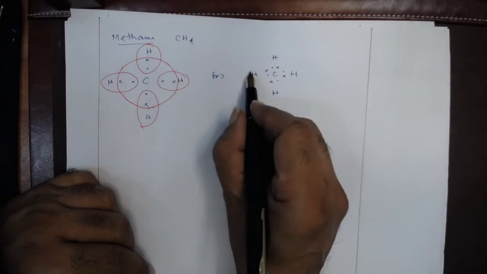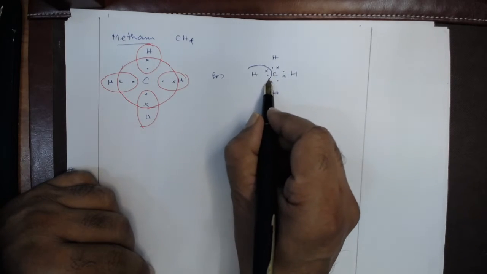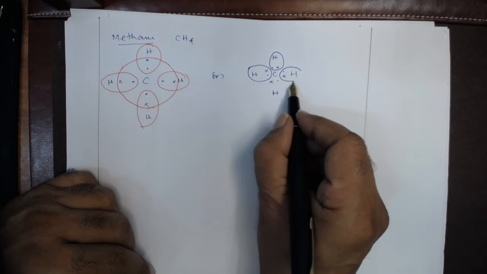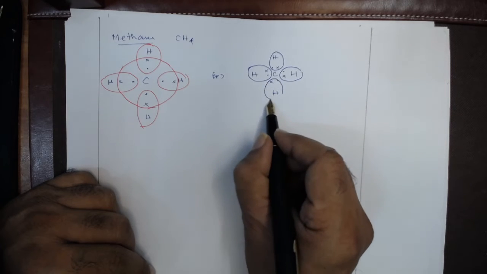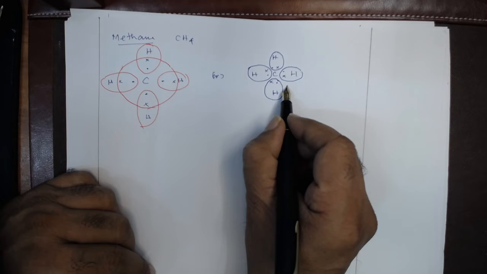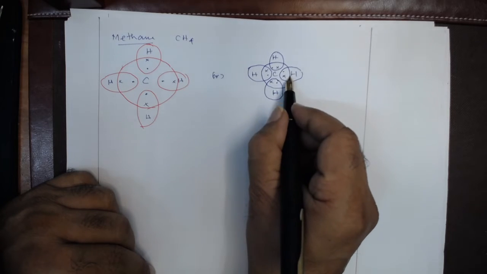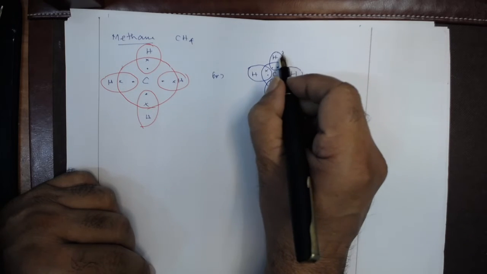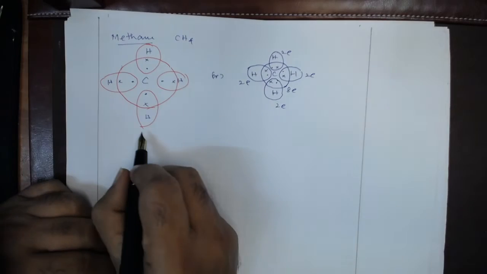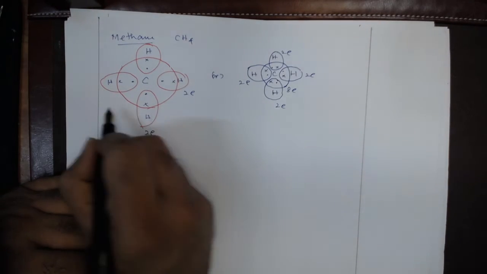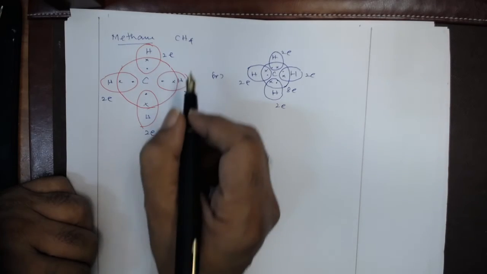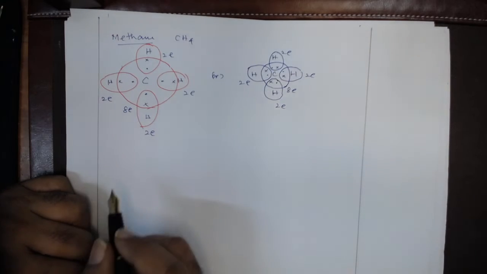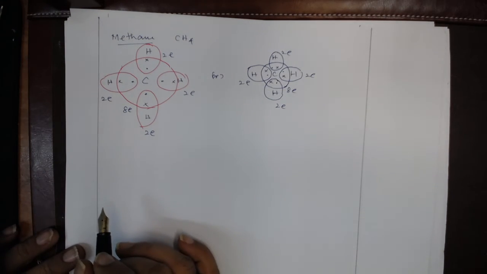So each hydrogen has 2, and overall carbon is 8. So this is 8 electron, this is 2 electron, 2 electron, 2 electron stable system. So similarly here 2 electron, 2 electrons, 2 electrons, and at the center you have 8 electron system. Do you understand? This is the case with methane.